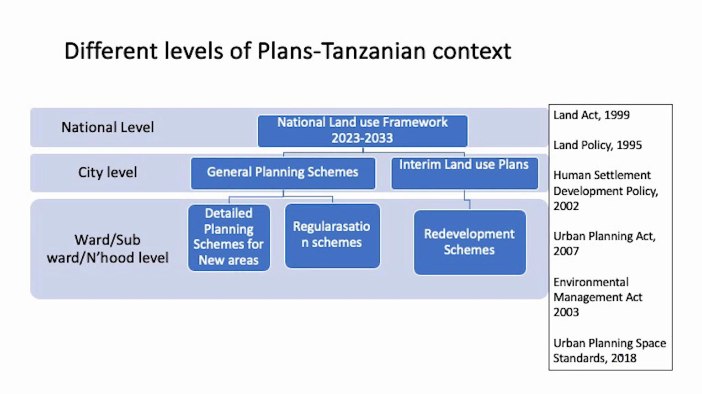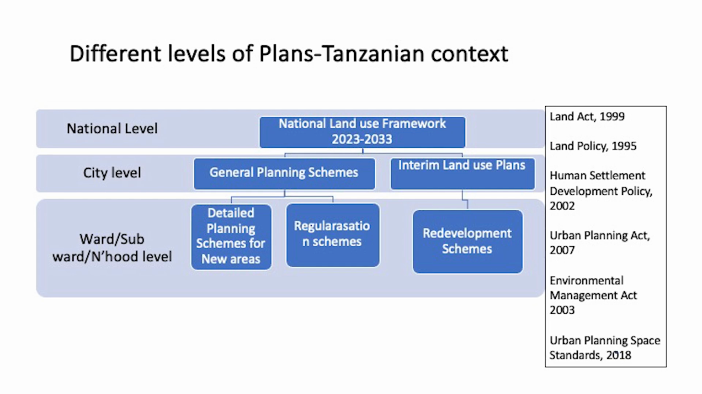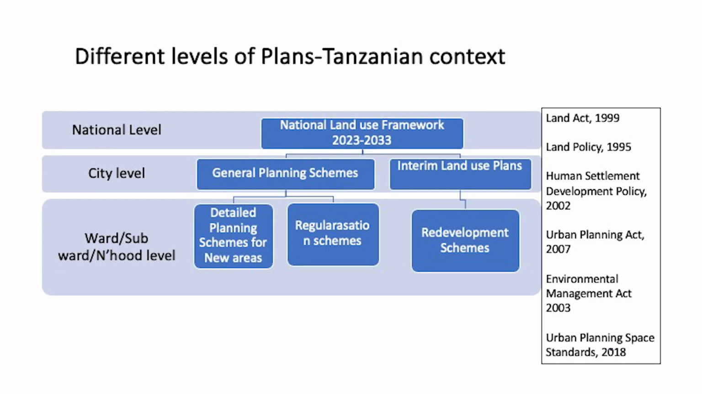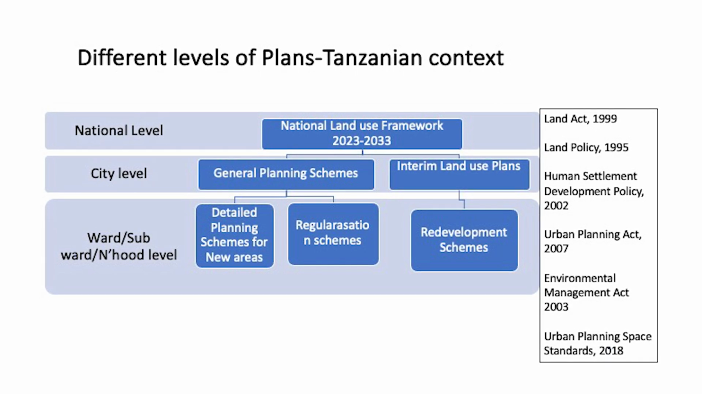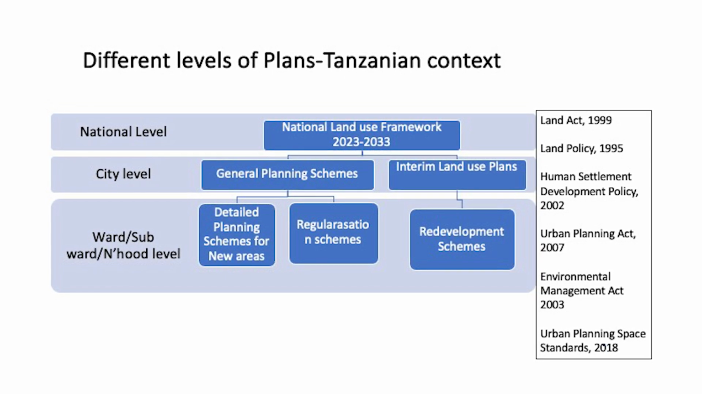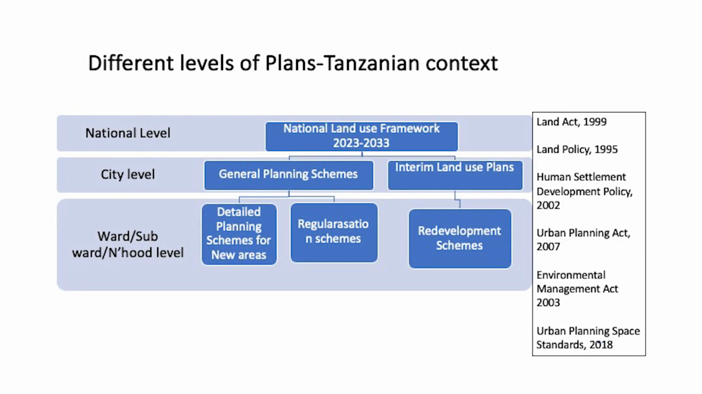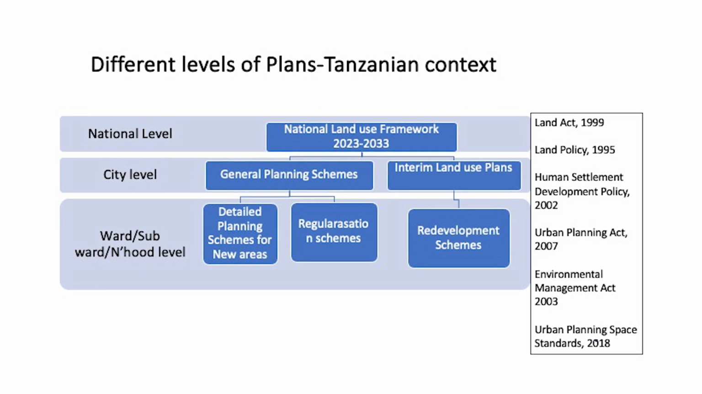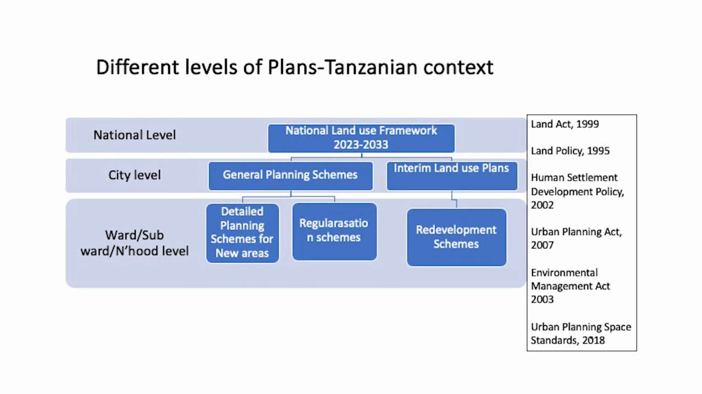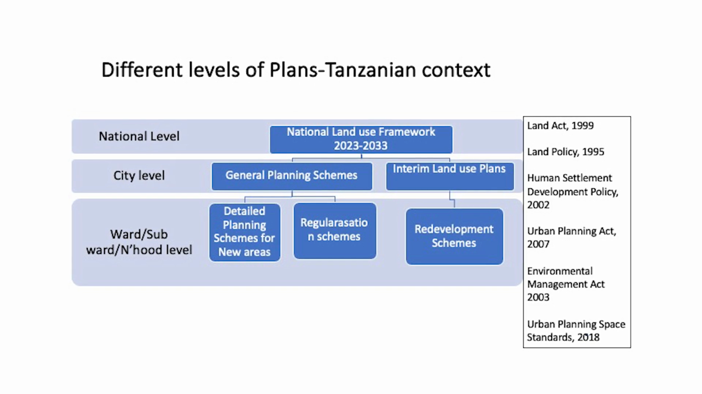As I said, the various considerations depend on the level and the context within which the plan is being prepared. So for instance, for the case of Tanzania, if we take that context, we have different levels of plans. At the national level, we have the National Land Use Framework of 2023 to 2033. This provides overall guidance on decisions related to utilization of land resources. At the city level, we have general planning schemes and interim land use plans.